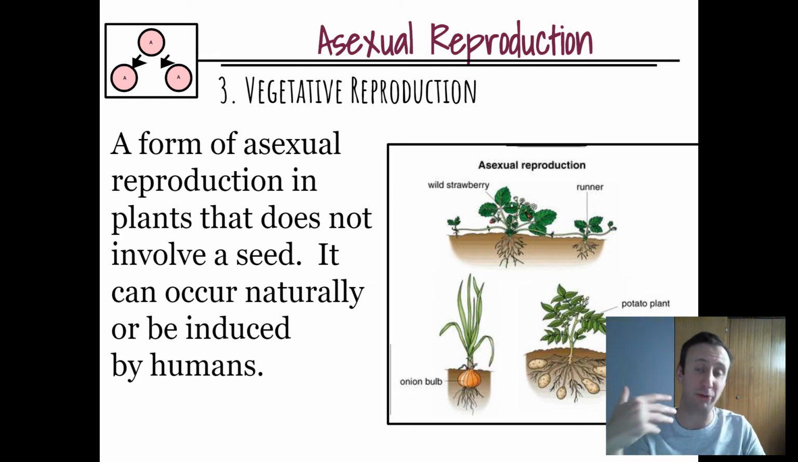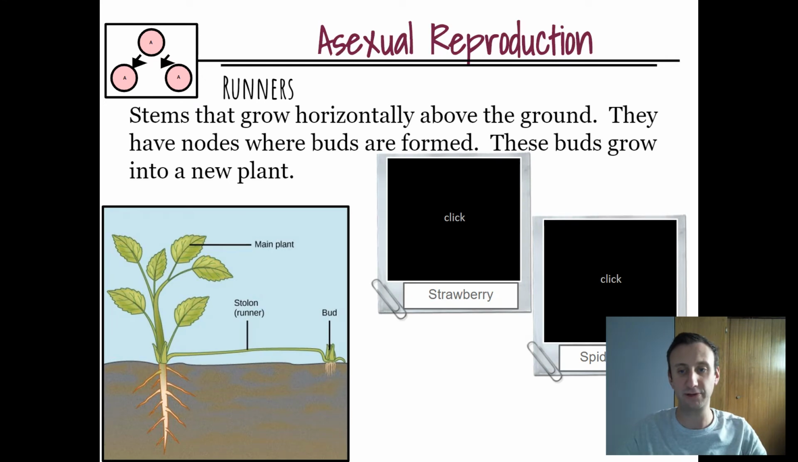Now we're going to learn that plants are actually really neat, that they can do both asexual and sexual reproduction, depending on the plant and what they do. But asexual reproduction in plants does not involve a seed. It can occur naturally or be induced by humans. So we actually use some of these.